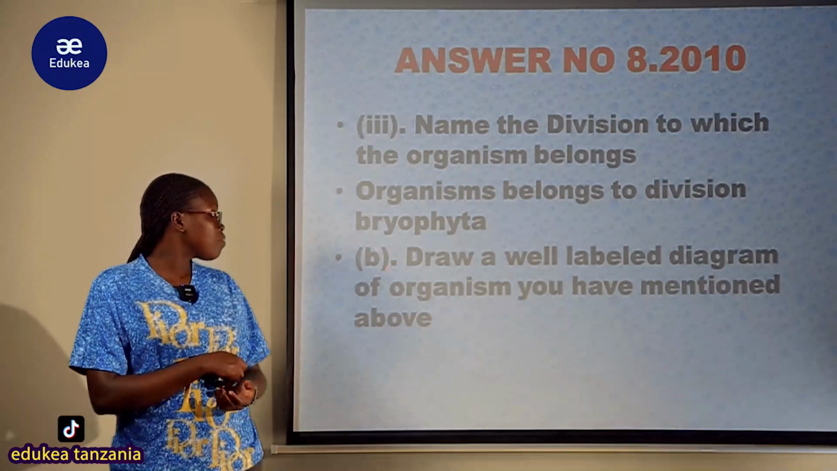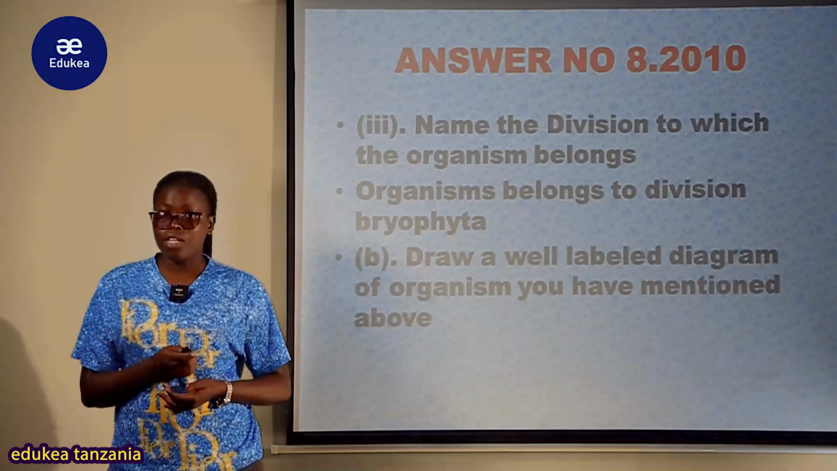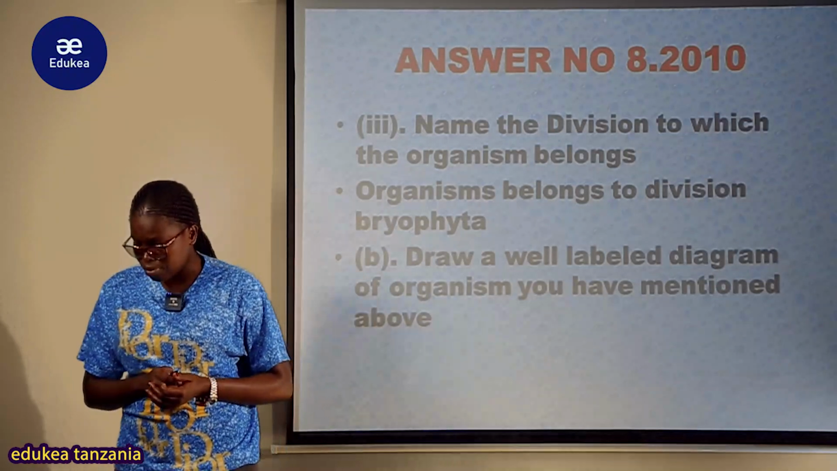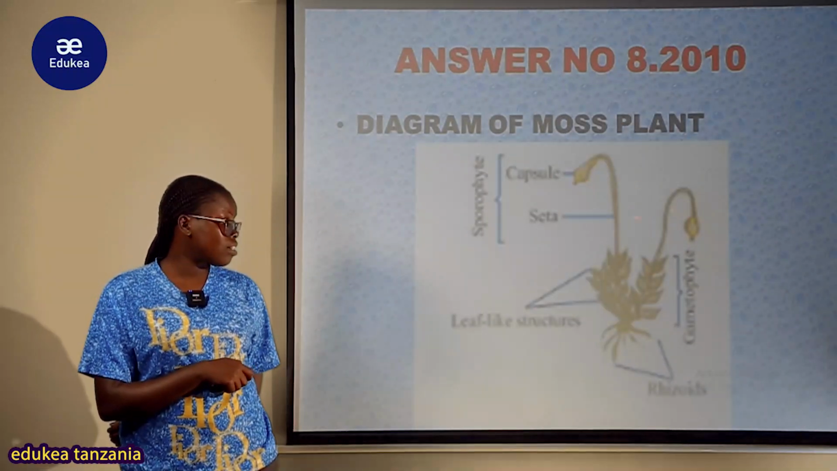And the Roman B, you are needed to draw a well-labeled diagram of the organism you have mentioned above. Here you are needed to draw the diagram of the moss plant. This is the diagram of the moss plant that we see. These are the greenish plants.